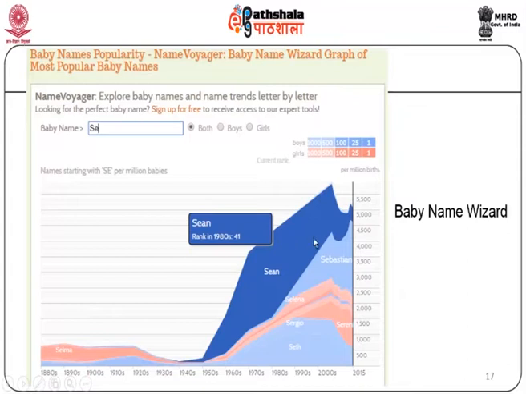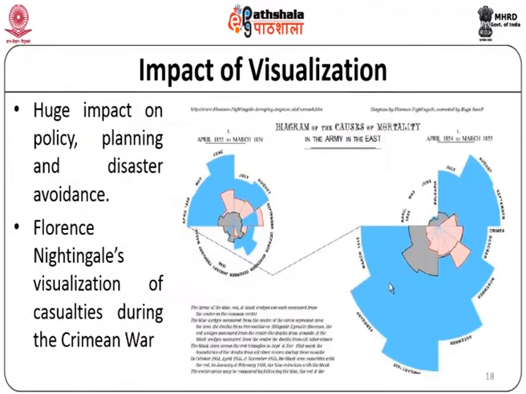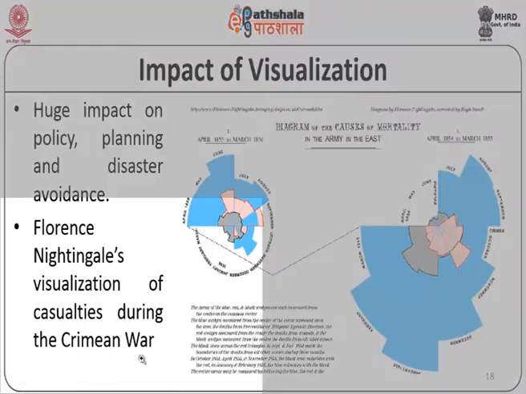Now, this kind of analysis is what is happening in the current big data environment. We should also understand how this big data visualization creates an impact. It actually creates a very huge impact on policy, planning, as well as disaster avoidance. Now, the chart given here is a Florence Nightingale visualization of casualties during the Crimean War.